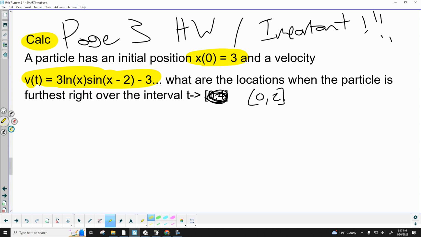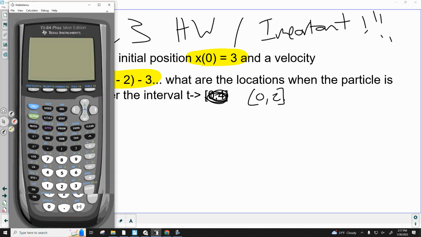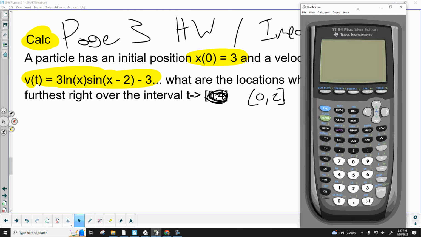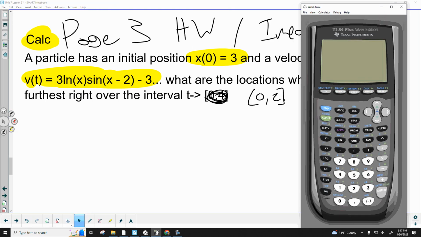I would never ask you this question without a calculator. You must graph your velocity. So everybody, let's graph your velocity. We're going from 0 to 2. You should start getting used to this process because you're going to do it a lot this unit and next unit.